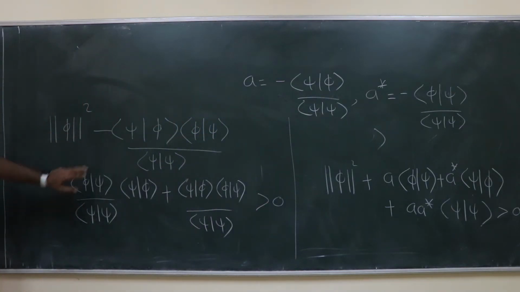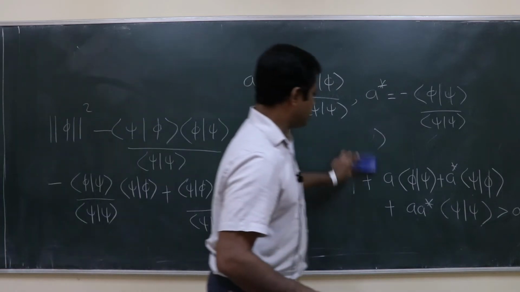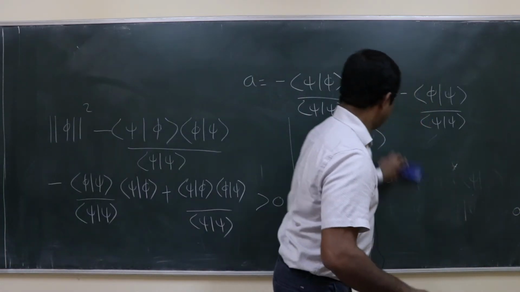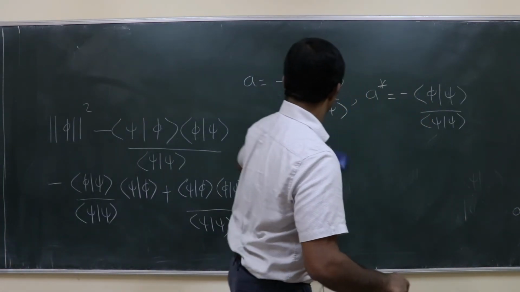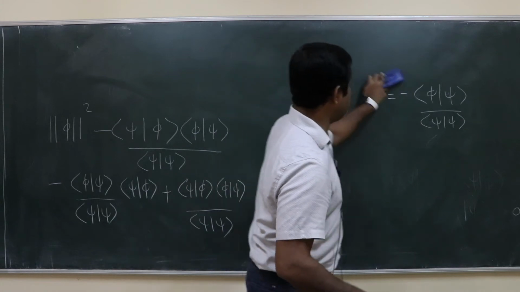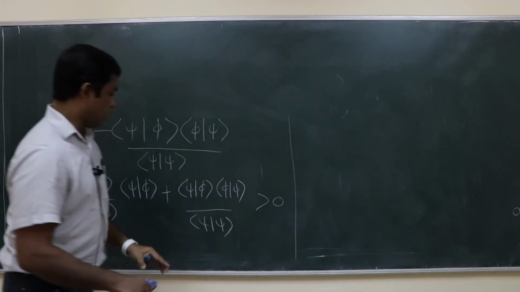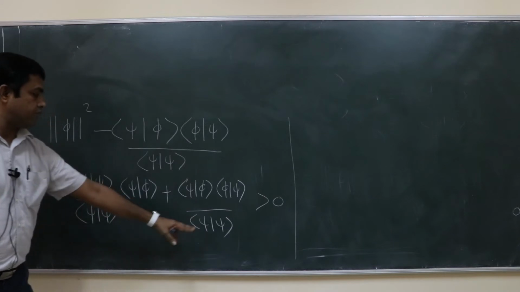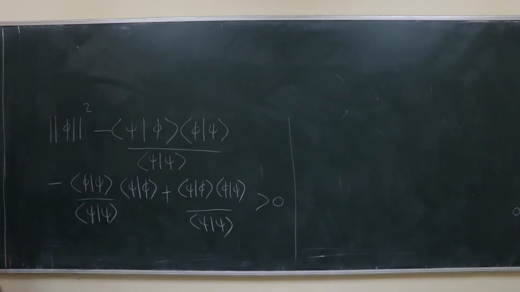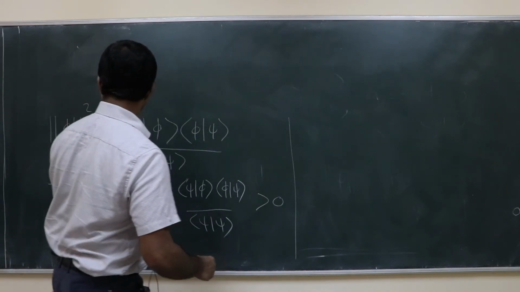Is this term and this term the same? Yes. Or are these three terms the same? Yes. So what you can get, and also multiply all the terms with the norm square of psi. So multiply bra psi ket psi with all the terms. Okay, so what are you going to get?